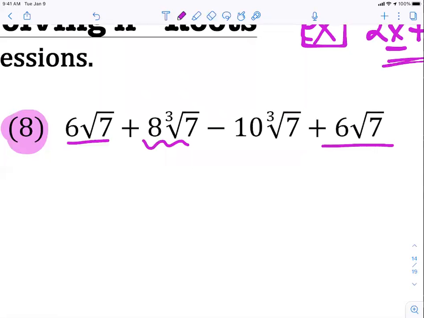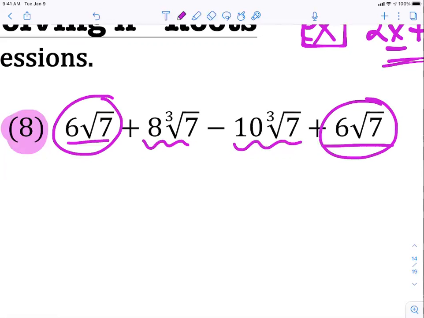These two guys in the middle have the same number on the inside, but they are both taking a different root. They're taking the cubed root. So in terms of adding like terms, I'm going to take 6 root 7 plus 6 root 7. Now, just like terms, the square root doesn't change, but the number in front does. 6 plus 6 ends up being 12.